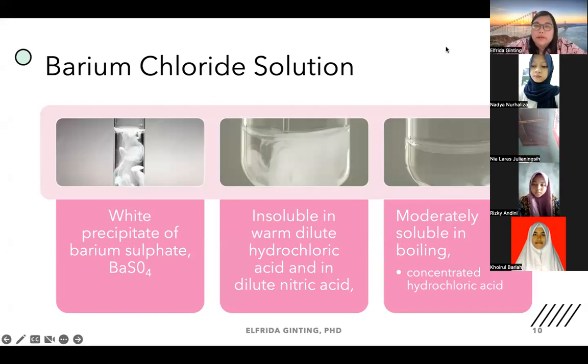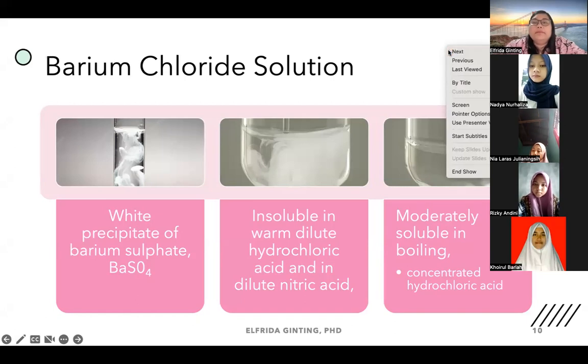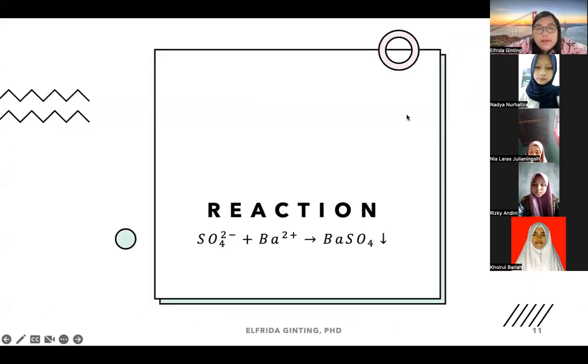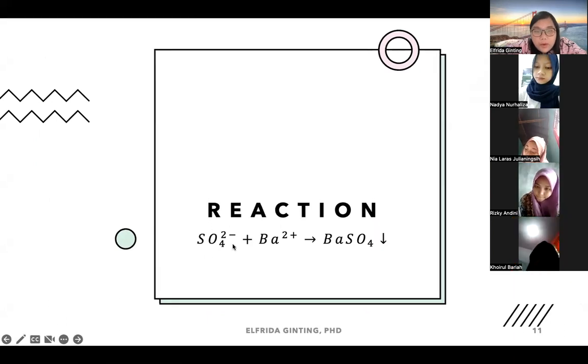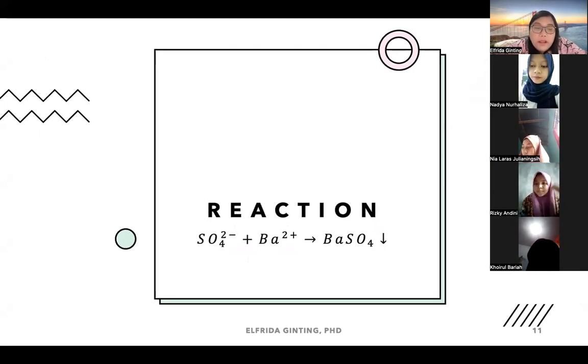Okay. So this is barium chloride, right? Now, this is the reaction. Yeah, sulfate anion. You reacted with a barium cation, and the barium sulfate will be formed. And you can see here, it has a down arrow, meaning there will be a precipitate, and the color of the precipitate will be white.